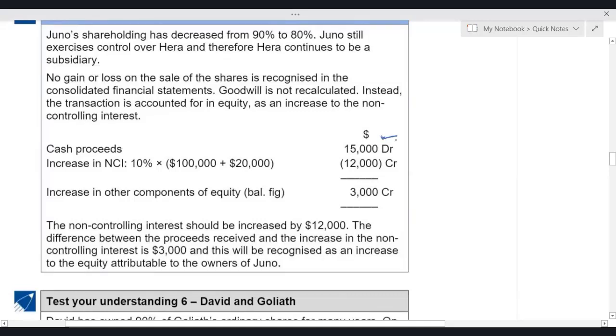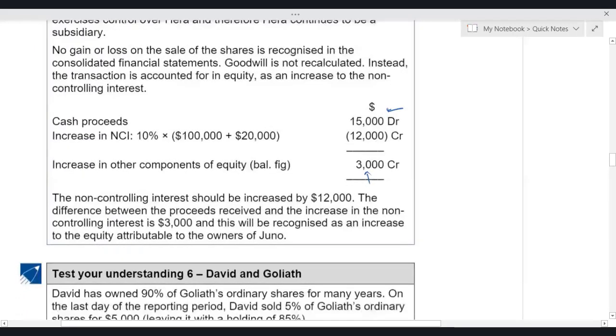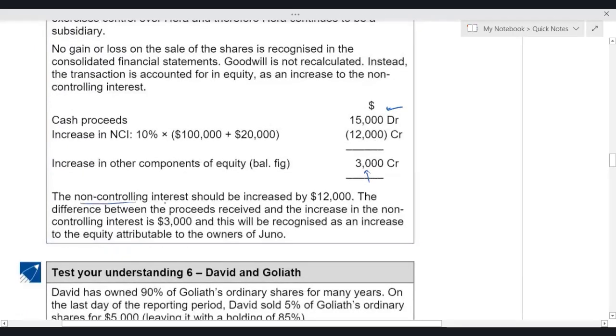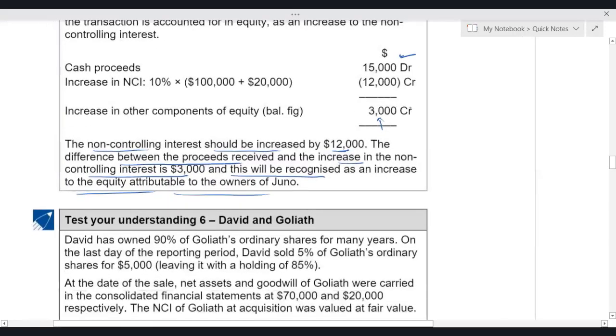Consideration received is debited by 15,000. Cash is received, cash debit 15,000. NCI will be credited by 12,000. So there is a gain, and that gain goes to other component of equity. The non-controlling interest should be increased by 12,000. The difference between the proceeds received and the increase in non-controlling interest is 3,000, and this will be recognized as an increase to equity attributable to the owners of Juno. So obviously this 3,000 goes to other component of equity, number one. And second, the entire 3,000 actually belongs to the shareholders of the parent.